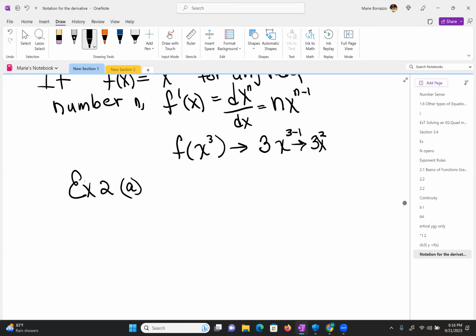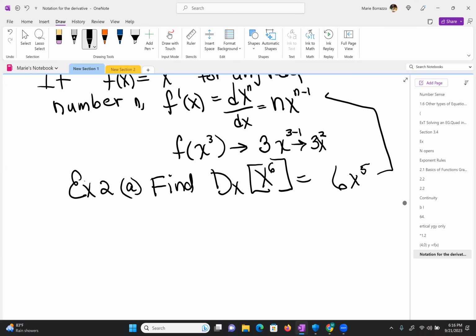And so example 2A, if I gave you the question, I said to you, find d over dx of x to the 6th power. Okay, so just take a look at the notation. The answer is as simple as the derivative is 6x to the 5th. And again, this goes straight back to this formula. Is that simple enough for you? Or would you like to see another example?